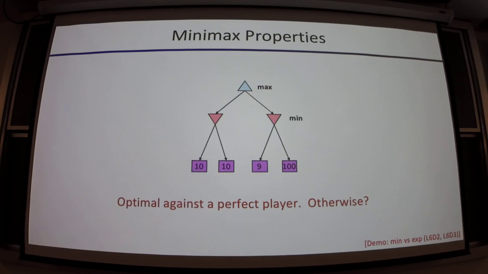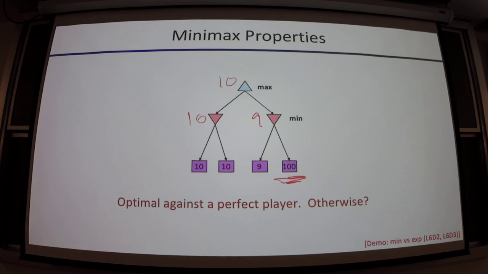What about if the player's not playing optimally? Yeah, we have a probabilistic situation, right? So let's look at this example here. What's the value of the max node at the top? 10. Everybody see that? You really want this one, but you can't get there, because if the min player is playing optimally, they will never allow you to do so.